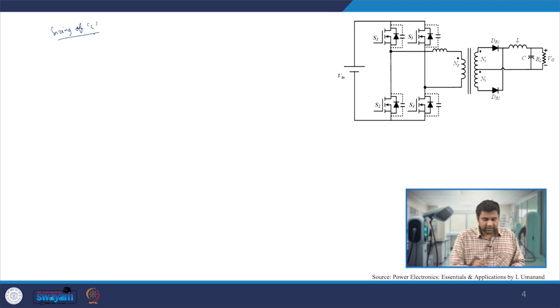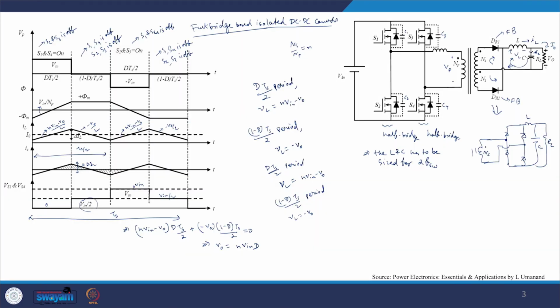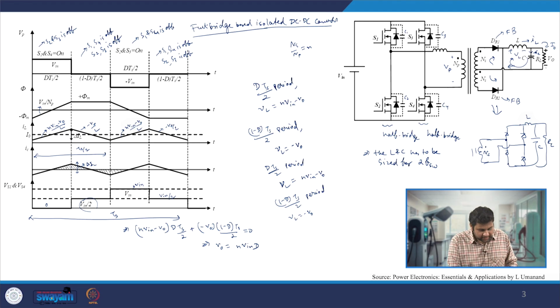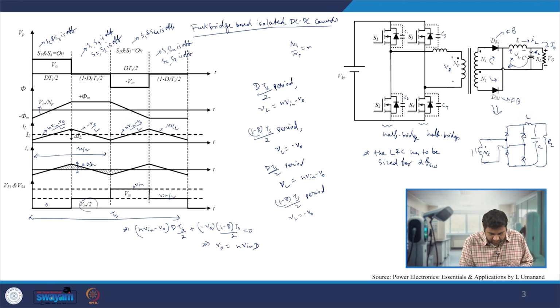The voltage across C has a ripple, delta V naught, and that is the amount of charge which has to be taken out or taken in from the capacitor, which gives us this delta V naught. In this curve, if we calculate our charge, at this time charge gets into the capacitor, and in this time this much charge comes out of the capacitor. So we can take the area under this particular triangle.